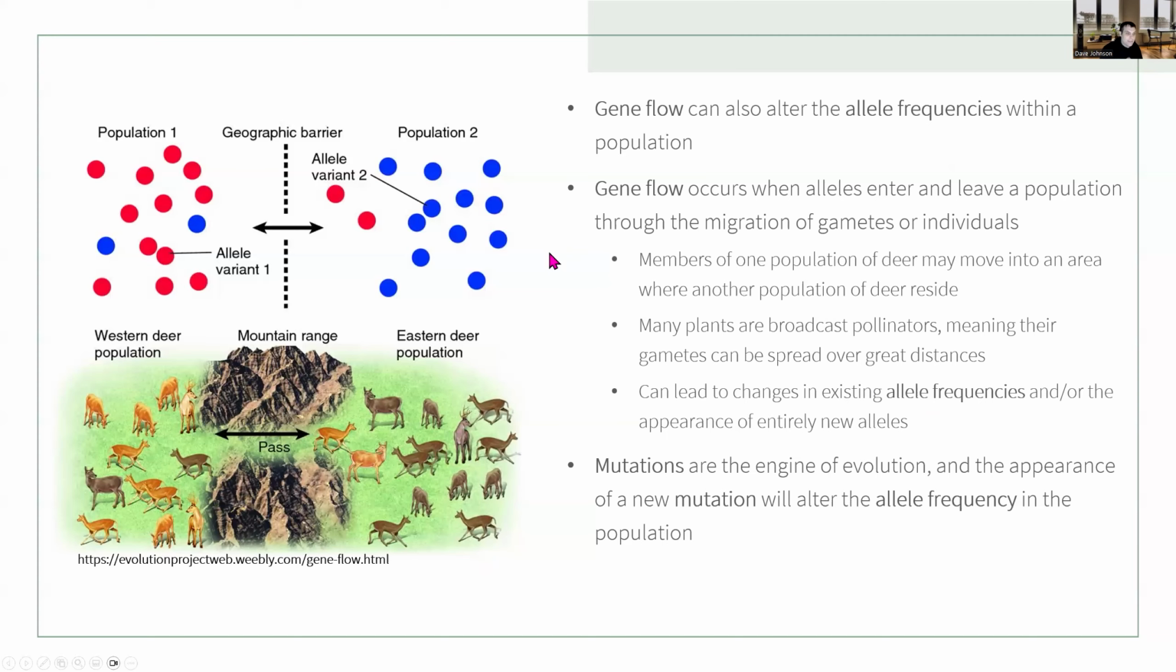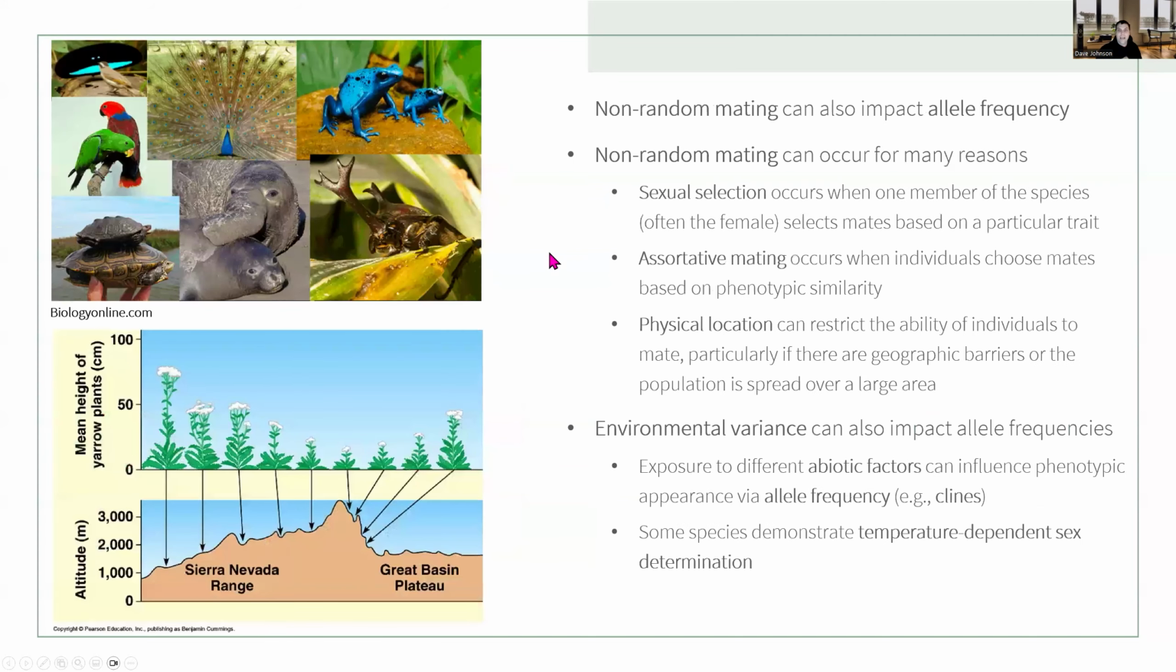Another thing outside of natural selection is called non-random mating. So non-random mating can occur for many reasons. First off, sexual selection. Now we'll come back to sexual selection in a minute. Sexual selection is actually a form of natural selection, but recognize the fact that we have to assume in many populations that the mating selections are not random.